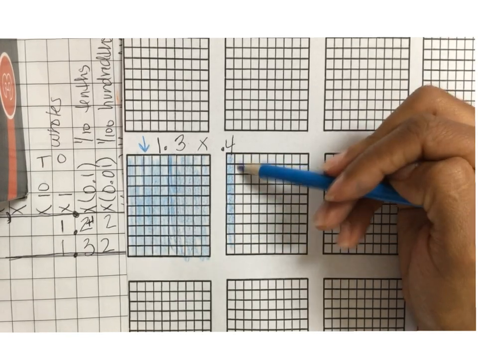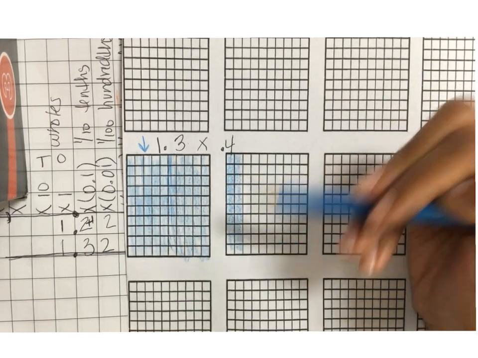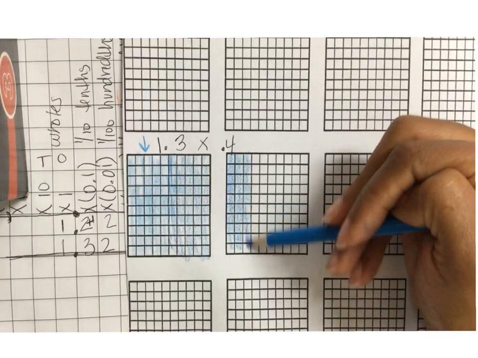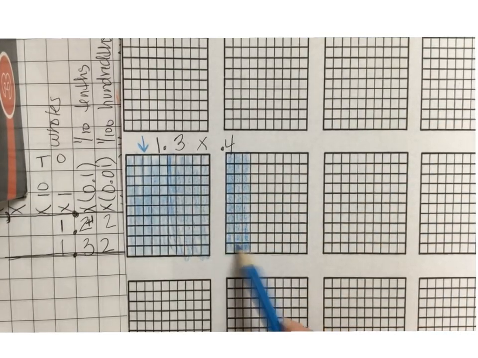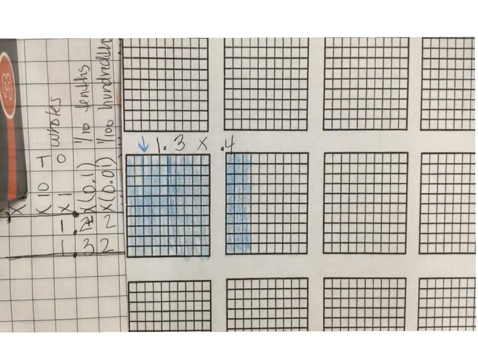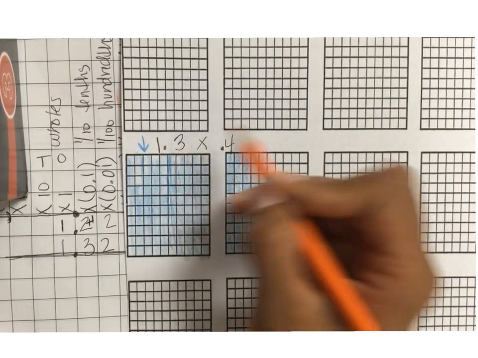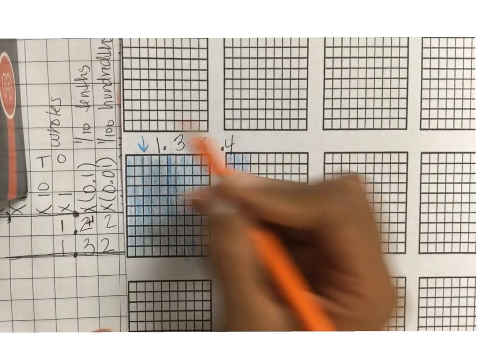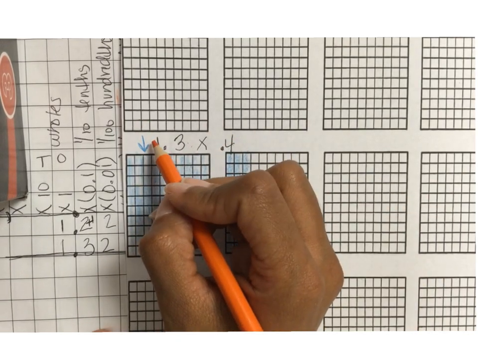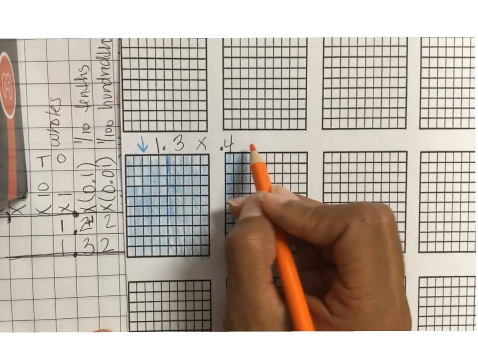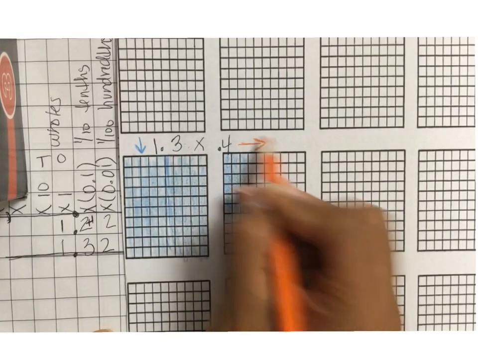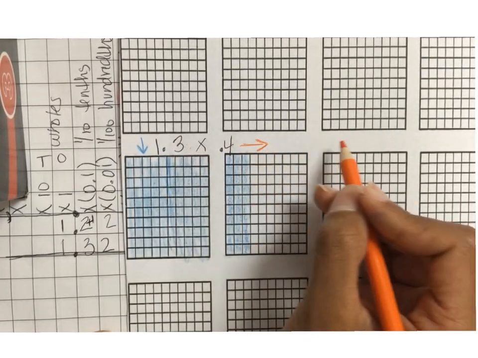1/10, 2/10, 3/10. Okay, now I am done representing 1 and 3/10. I have to do 4/10. And since I decided to go vertically on this one, I have to go the opposite direction with the 4/10. So this one I'm going to represent horizontally.